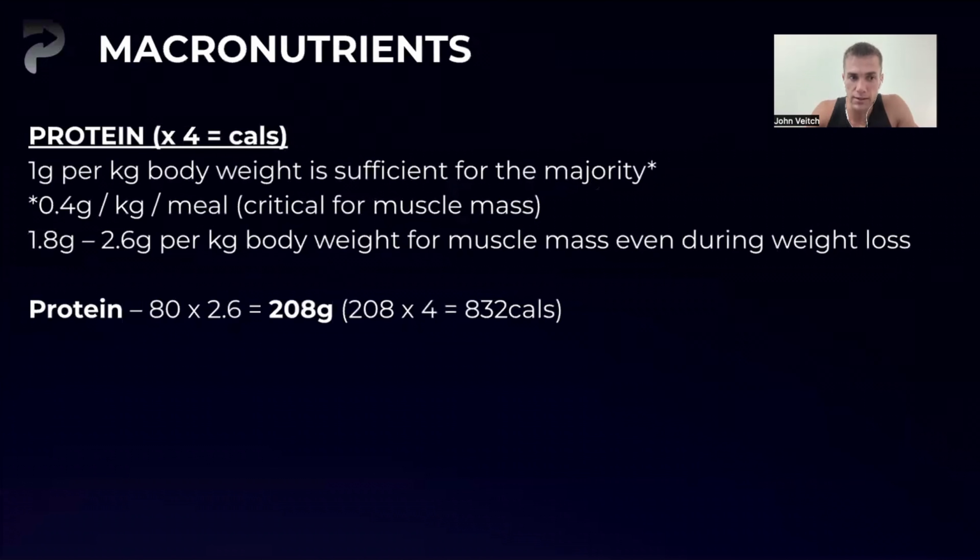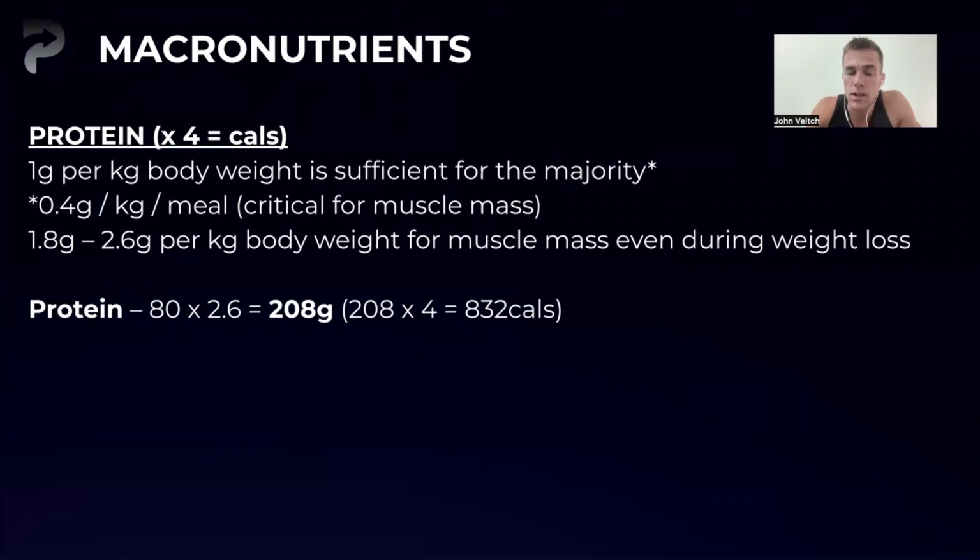So of my maintenance, I'm then going to split that down into my macronutrients. So proteins, carbs, and fats. So protein is 4 calories per gram. So ideally, you want at least 1 gram per kilo of body weight, which is sufficient for most people. And the bare minimum would be 0.4. For me, I want to maintain or build as much muscle as I can. So I'm going to go for 2.6. So if I'm going to go for as much as I can, I want to maintain as much muscle mass from my maintenance. So 2.6 is what I'll go for.